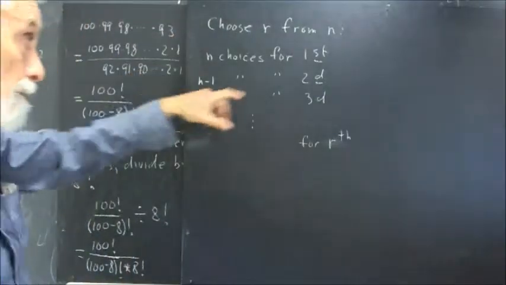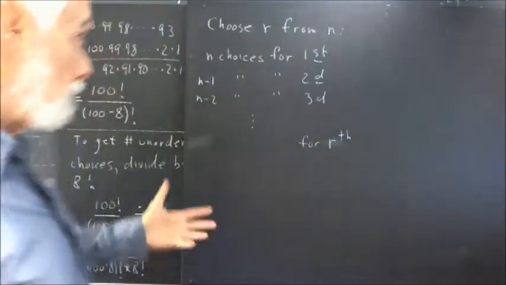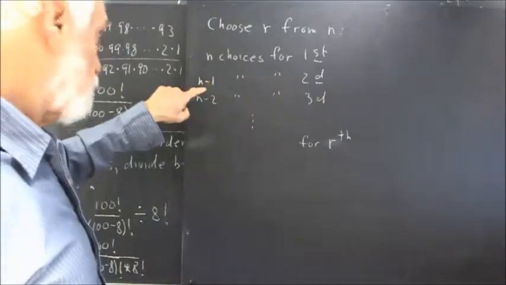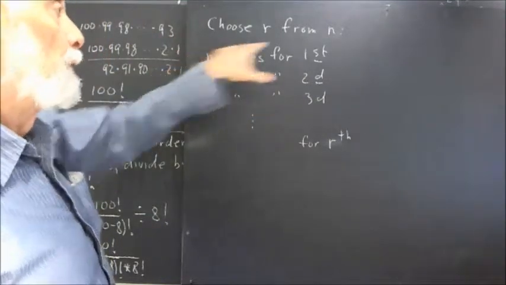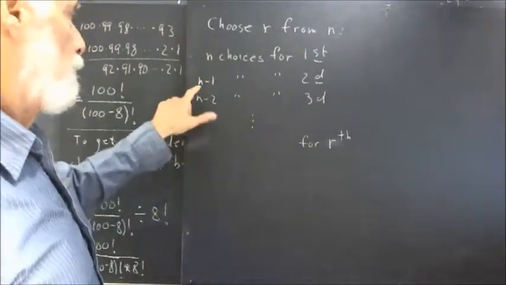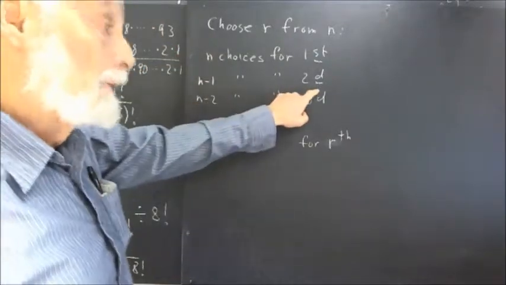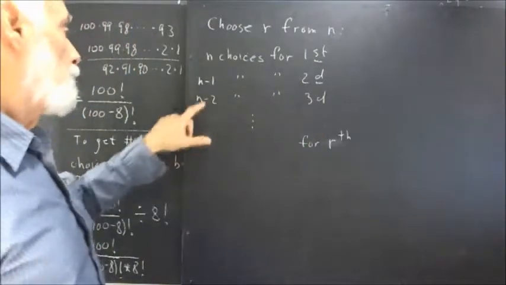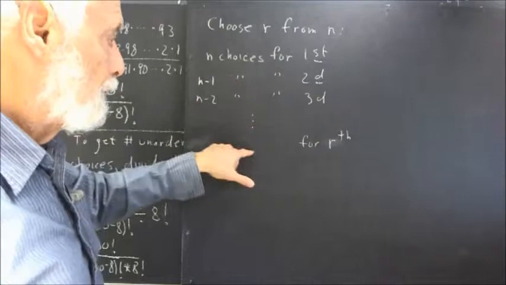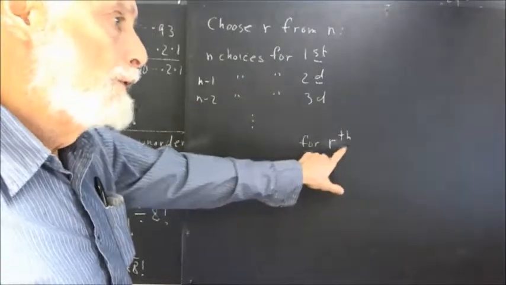Well, we can use the fundamental counting principle. We have N choices for the first number. Then how many choices are we going to have for the second? Well, it's going to be N minus 1 choices for the second. And then there's going to be N minus 2 choices for the third. And we're going to continue this down until we get the rth choice.